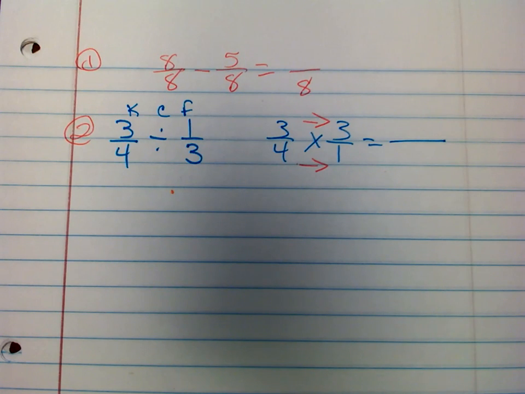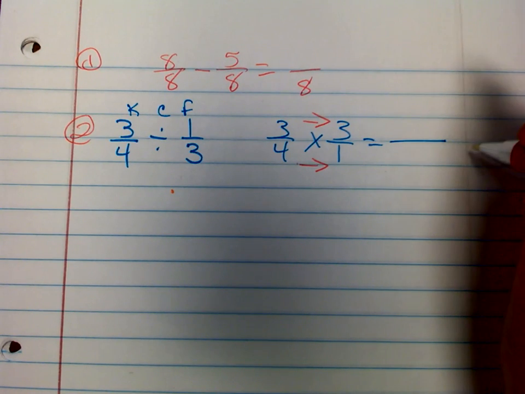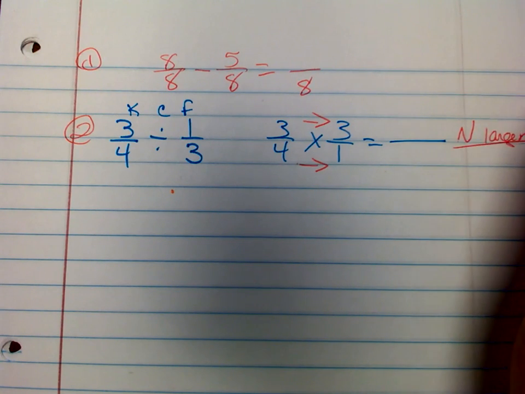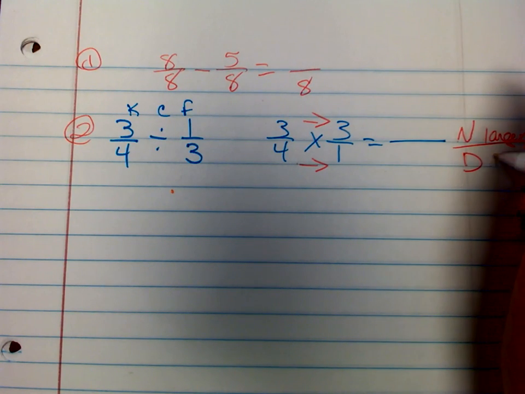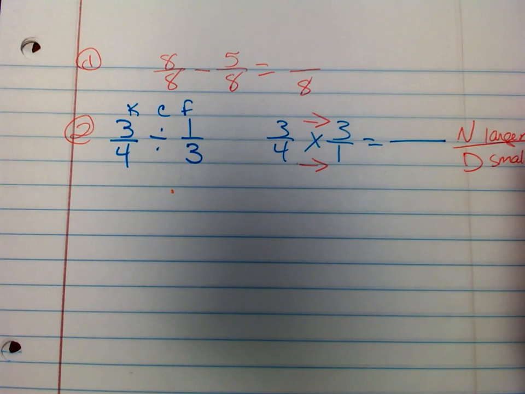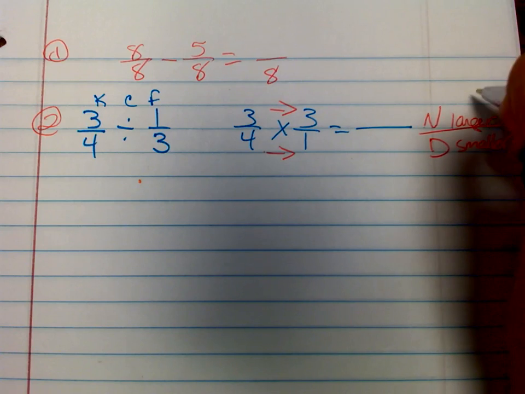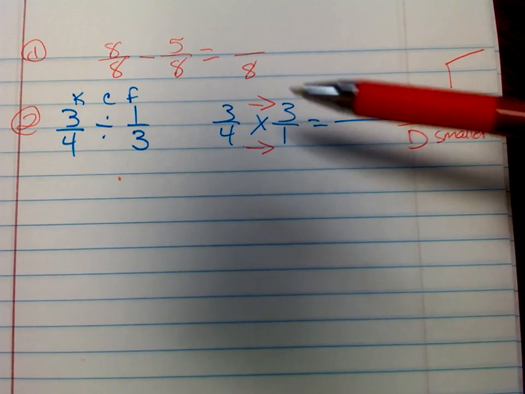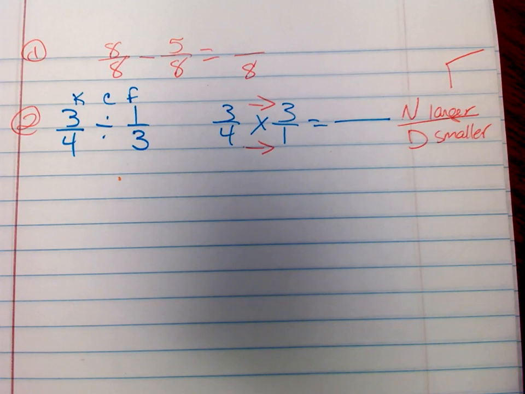And when your numerator is larger than your denominator, you have to turn this into an improper fraction by division. Okay? That's the hint I'm going to give you on this one. Number 3.